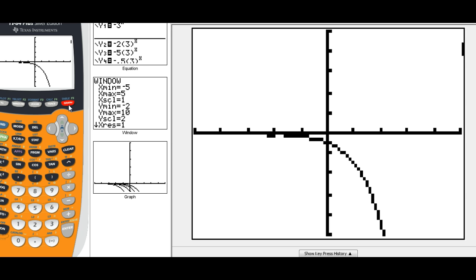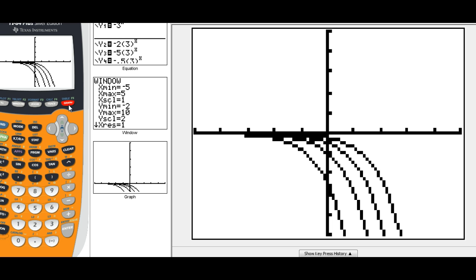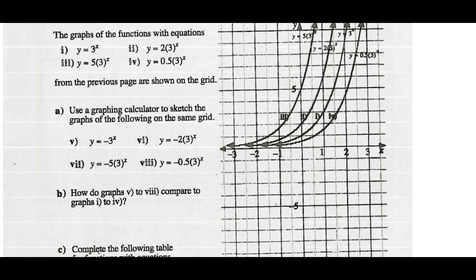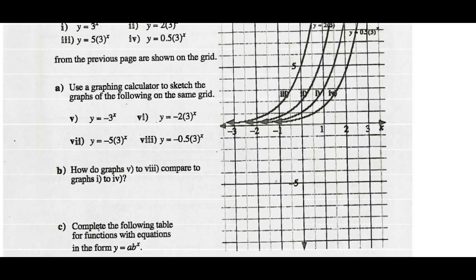So there's negative times 3 to the x. There's -2 times 3 to the exponent x. Here's -5 times 3 to the exponent x. And here is -1/2 times 3 to the exponent x. So let's graph those in our notes. Y equals negative of 3 to the exponent x.